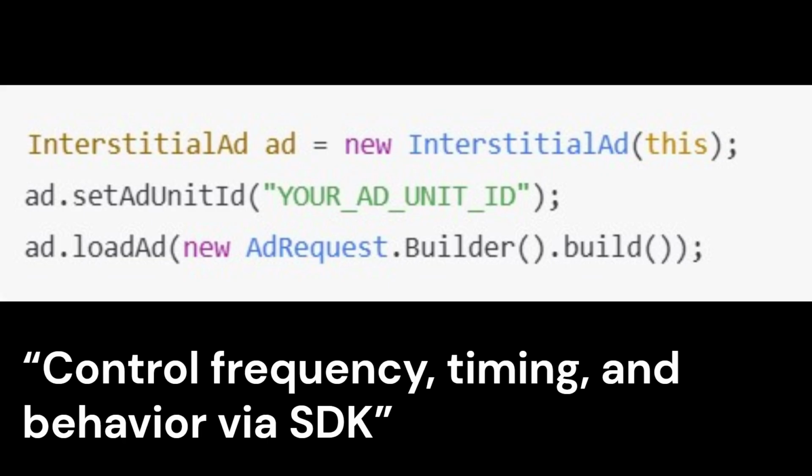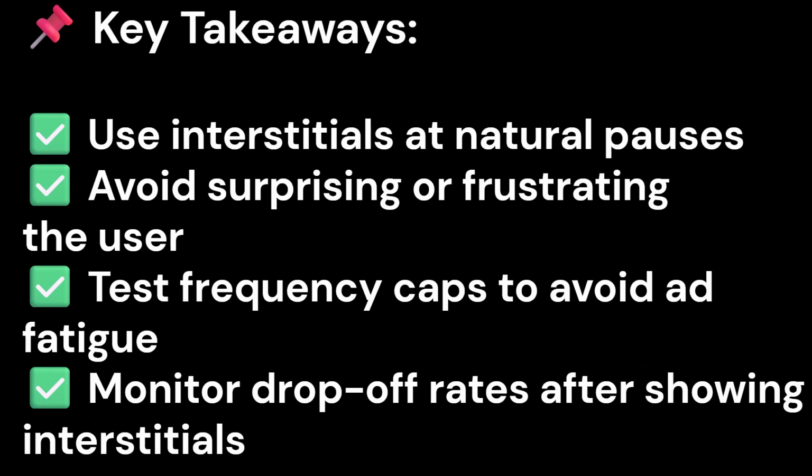Popular networks like Google AdMob and Facebook Audience Network make it easy to implement interstitials, and most platforms allow you to control when and how often they appear. Key takeaways: use interstitials at natural pauses. Avoid surprising or frustrating the user. Test frequency caps to avoid ad fatigue. Monitor drop-off rates after showing interstitials.